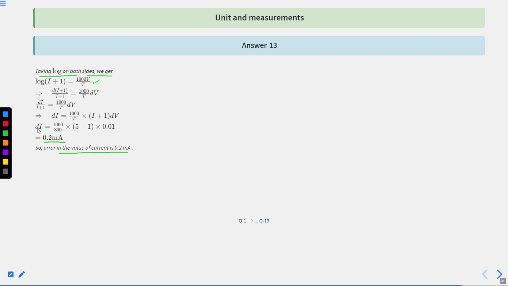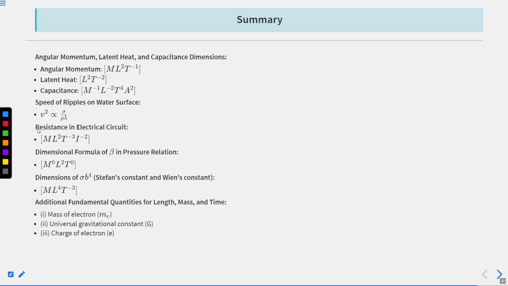Now the summary. The main important formulas used in today's lecture are these. First is the dimensions of angular momentum, latent heat, and capacitance. Angular momentum, this is the dimension formula. Latent heat dimension formula, capacitance dimension formula, and then we learned the speed of ripples on a water surface, which is this. V square is directly proportional to sigma by rho lambda.